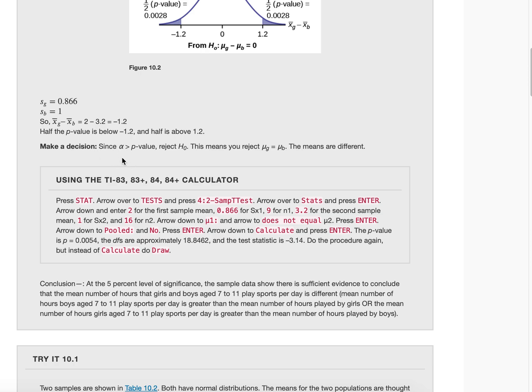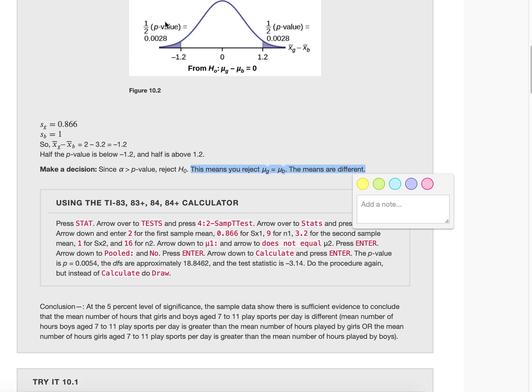And I'm going to calculate my p-value. And in this case, my p-value is going to be in the range where I'm going to reject it. So I'm rejecting that the mean time for girls and boys is the same, which means they're different. Now, I don't know how much they're different. I just know at the 0.05 level of significance, they're going to be different. And you have to make sure you recognize from your distribution how you're coming up with the 1.2 and the negative 1.2 from the distance of the means.